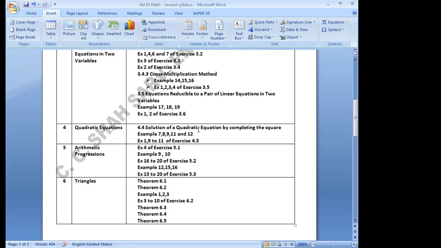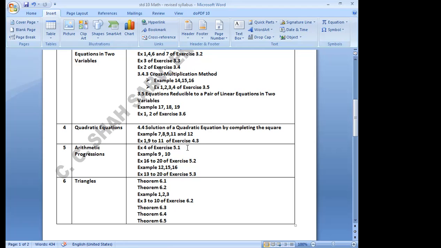Now let us start with chapter number 5, arithmetic progression. Page number 93, 5.1 introduction part is included. 95, 5.2 arithmetic progressions is included. Page number 98, example 1, example 2 are included. Page number 99, exercise 5.1, question 1, 2, 3 are included. Question number 4 of exercise 5.1 is excluded.